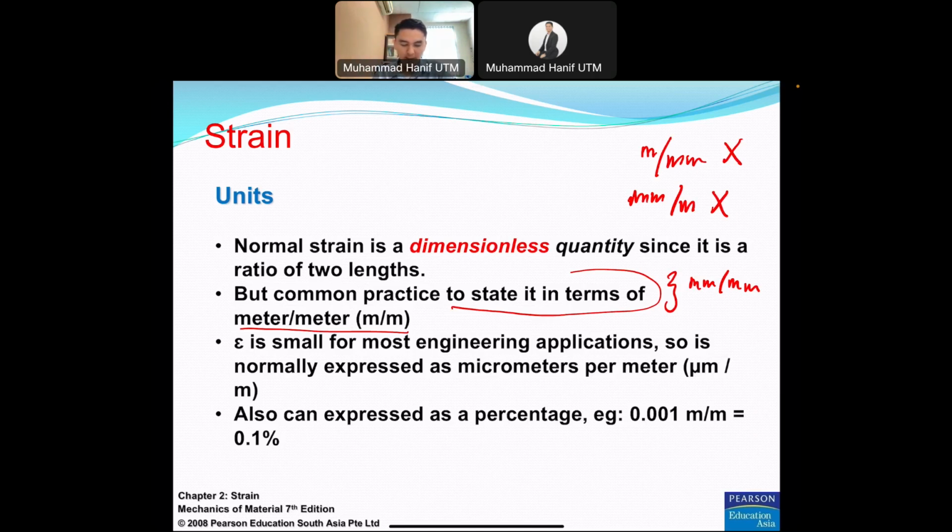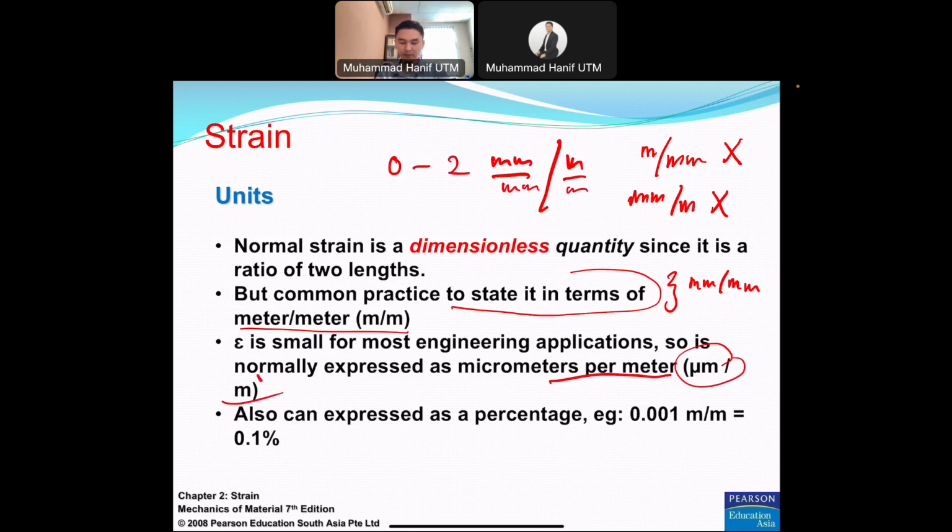Okay, and number three, epsilon is small for most engineering applications. So the value for the strain is very small. It cannot go up to a thousand value, that never happens. Normally the range is 0 until 2, for example in millimeter per millimeter, or meter per meter. And because of the small value, it is normally expressed as micrometer per meter.